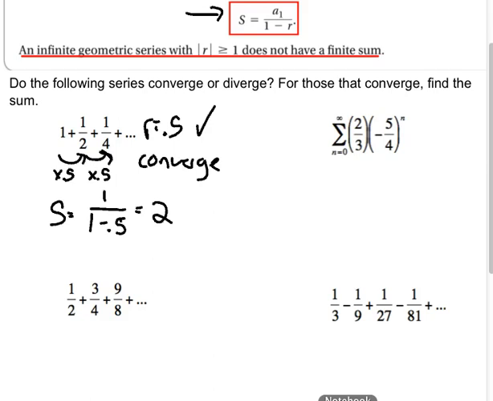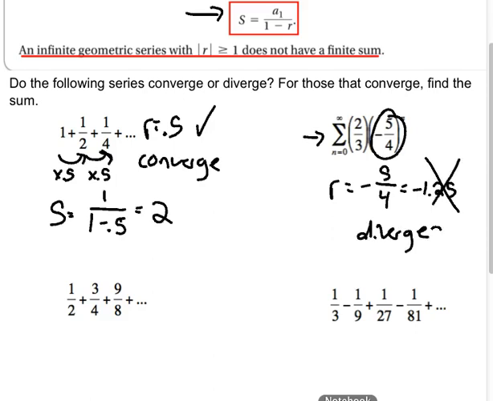All right, remember summation notation. So this one right here, remember your rate comes from whatever is being taken to the exponent, whatever has the power. Well, in this case, that equates to -1.25. That does not work. Okay, it's not inside that -1 to +1 window. So this one is going to diverge, and you don't even have to find the sum because there isn't a sum as it goes off to infinity.